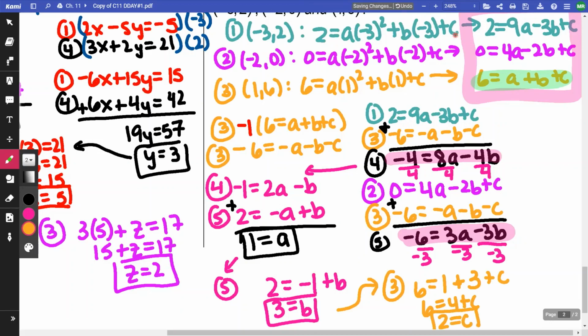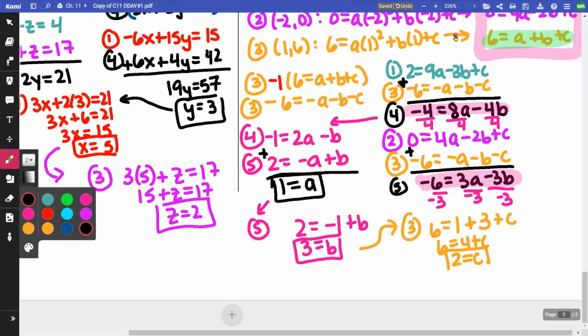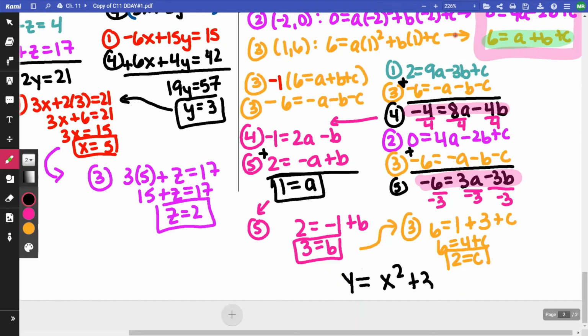So now I'm going to take those 3 and substitute them in to get my equation, which is going to be y is equal to a, which is 1. So that's just going to be x squared, plus b, which is 3, so 3x plus 2. And that's the end of this video.